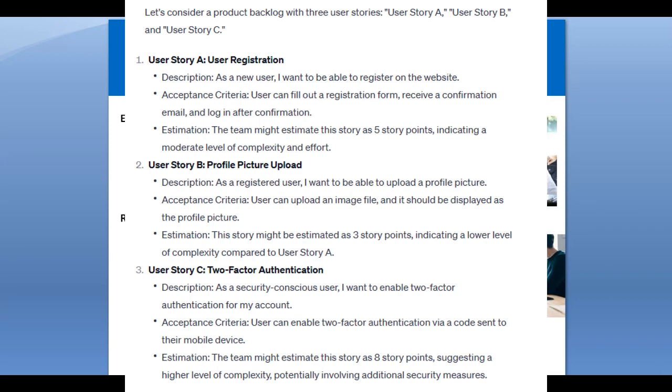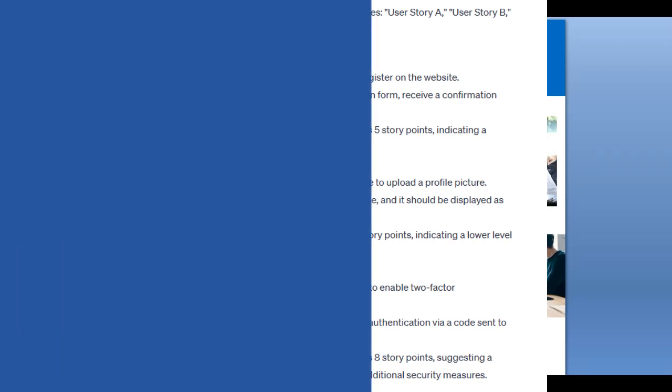For example, if story 1 is taking 2 days, and story 2 is a little bit more complex than story 1, we can say that story 2 will take 3 days. Story 1 was taking 2 days, so story 2 will take 3 days because it is relatively more complex than story 1.